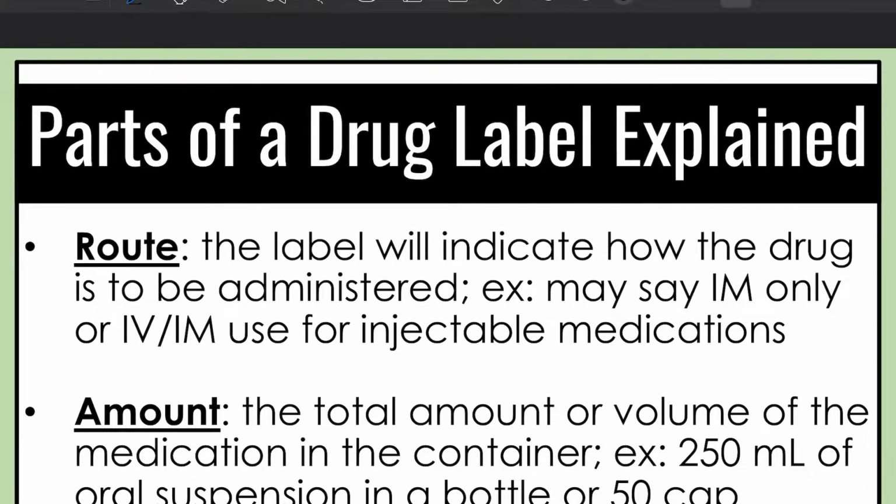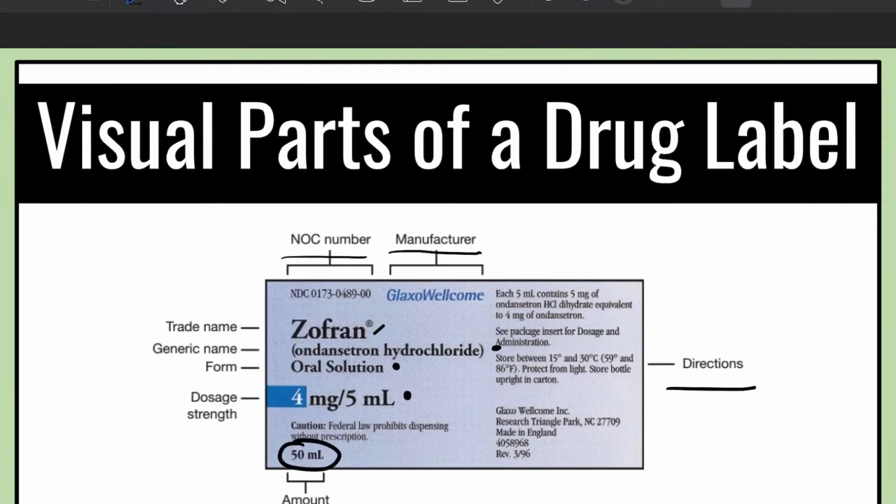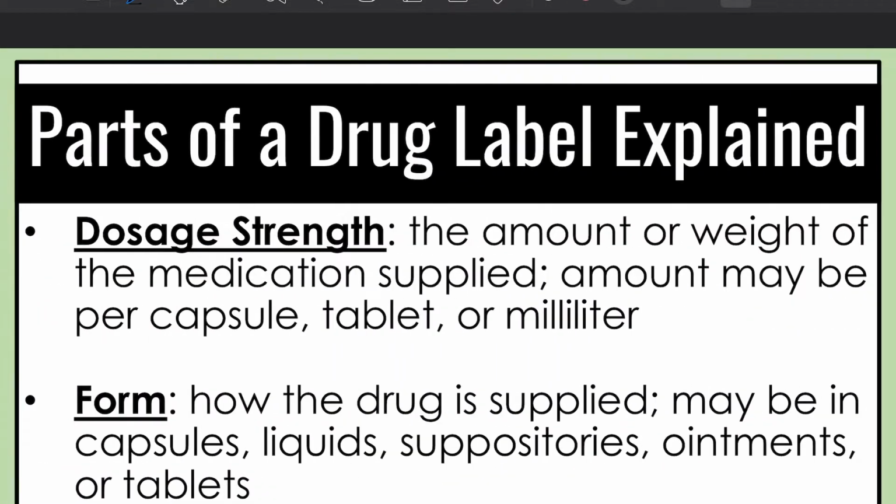Route, oftentimes it'll indicate how the drug is supposed to be given. Example, it may say IM only, IV only, IV-IM use. So a lot of times you can find your route from that. And then it also tells amount. So that's the total amount or volume of the medication that is in that container. So like on our Zofran back here, 50 milliliters. So this entire bottle, because it's an oral suspension, so we know that's a liquid oral medicine, we're going to have a total of 50 milliliters in there.